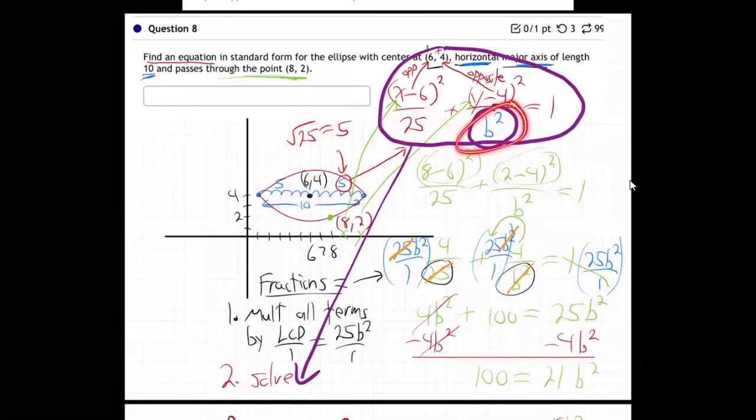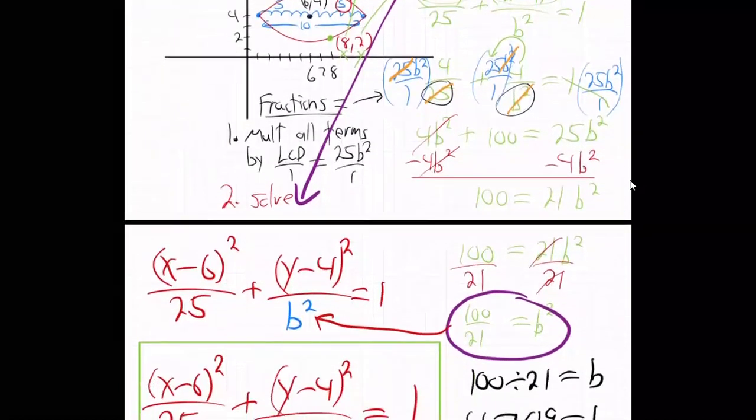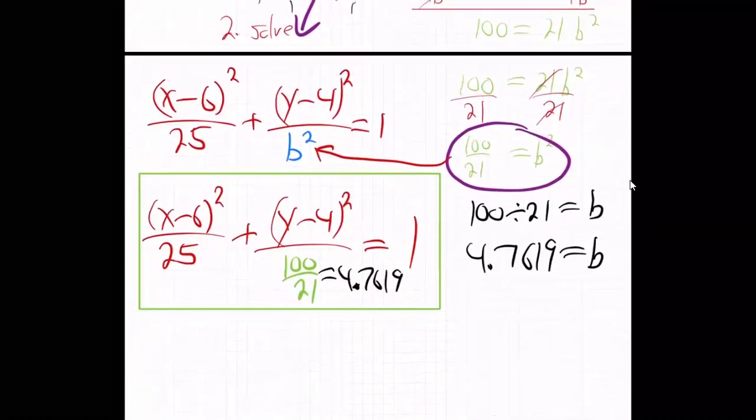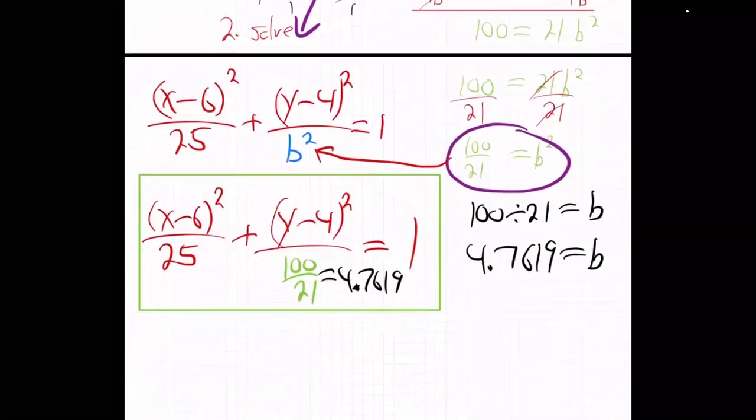So then we used the point 8, 2, which was on the ellipse. So we plugged in x is 8, y is 2. It's got to make the equation true. We got this equation, simplified it, multiplied through by the LCD, 25b squared, canceled them all out, got to here, solve for b squared. Didn't need to get regular b, just needed b squared. Why? Because b squared is what we have to plug in for in our formula. So it's 100 over 21, or 4.7619. There it is.